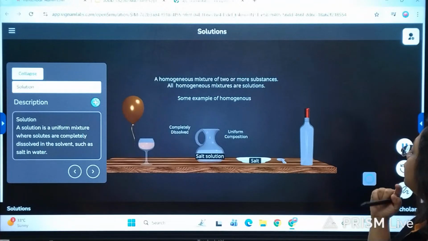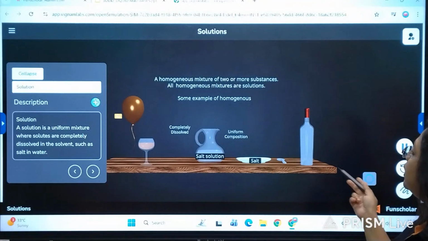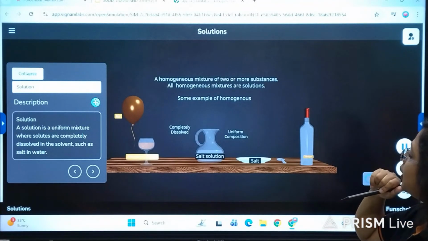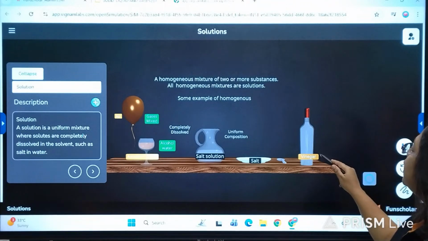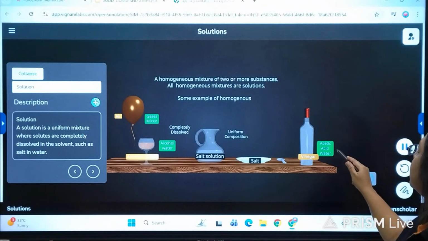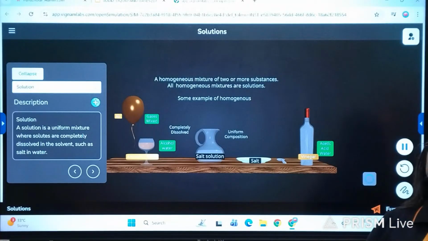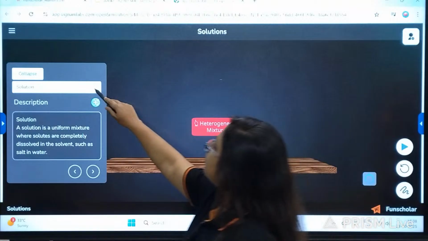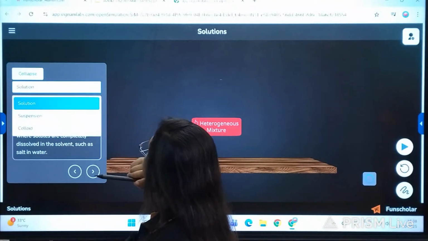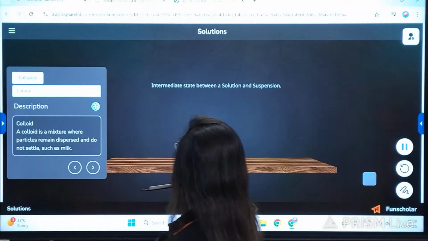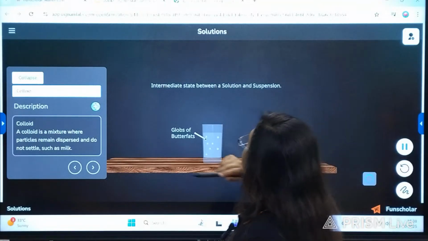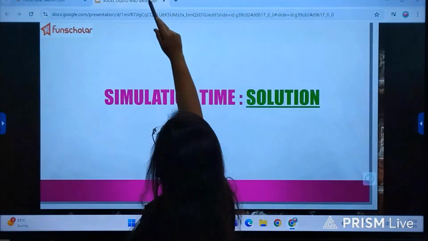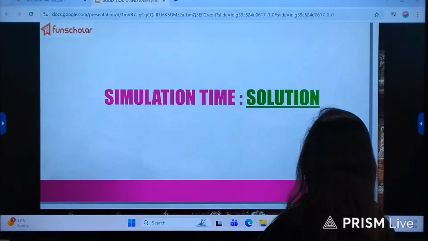Then this is uniform composition. Here you can see another example. Vinegar, acetic acid in water, is another homogeneous solution. Next is suspension and colloid. Suspension and colloid are not in your syllabus, so let's move on with our topics.